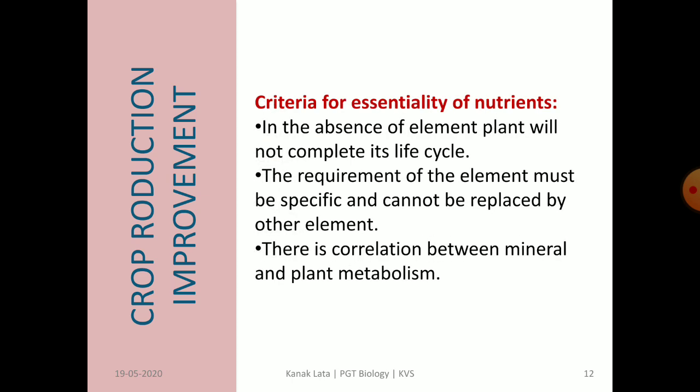Now let us see what are the criteria for essentiality of nutrients. There are 3 criteria for essentiality of nutrients. First is that in the absence of the element, the plant will not complete its life cycle. Second is the requirement of the element is very specific and it cannot be replaced by another element. Third is that there is a direct correlation between the nutrient and plant metabolism.